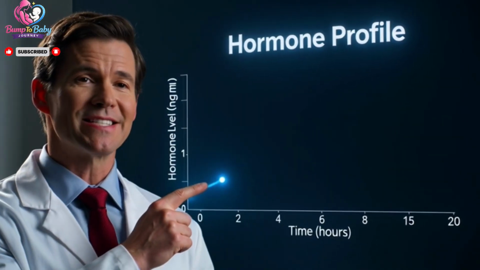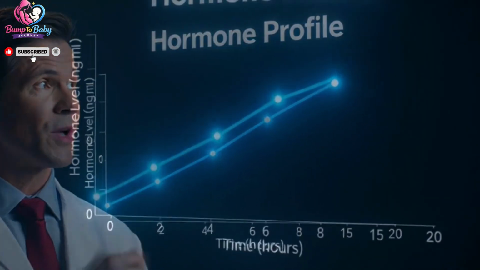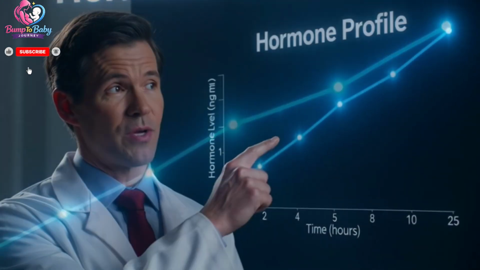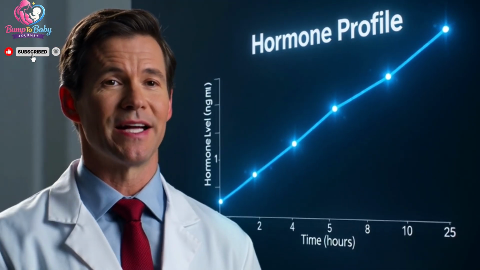Observe the hormone level rising steadily over time. This indicates increased production in the body. The peak here suggests a response to stimulation. Levels then stabilize at this elevated point.